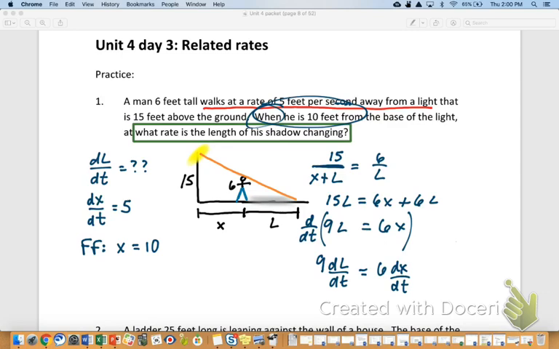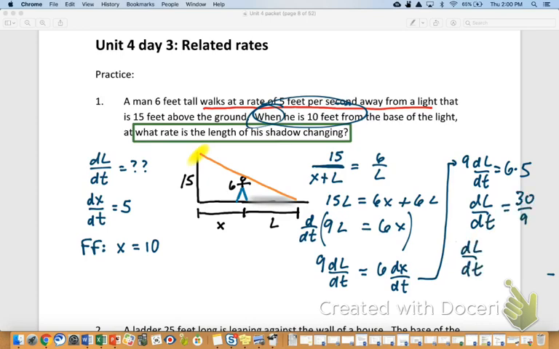Okay, so now we have our movie playing. We want to put in all the stuff that we do know. I know that dx/dt is 5, so I'm going to come over here and say 9 dL/dt equals 6 times 5. And dL/dt, if I divide by 9, ends up being 30 over 9. So dL/dt would be 10 over 3. What kind of units would go on this rate of change of length of shadow? Per second. It would be feet per second.